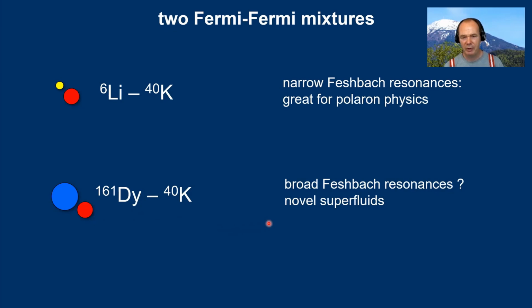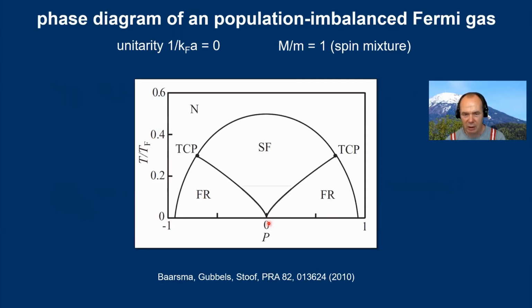What's the idea of novel superfluids? I mean, all the superfluidity we have seen in these Fermi gases, and which has been observed in many other systems, is kind of described by BCS theory or some extensions of BCS theory. But there are exotic cases where superfluidity can have completely different character.